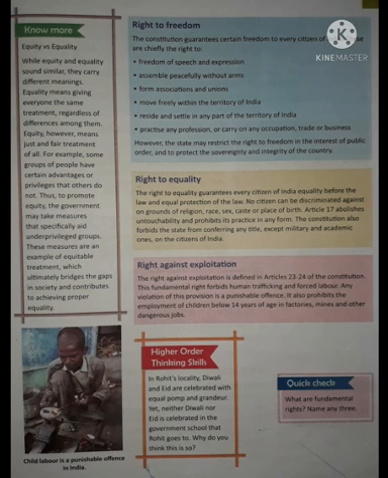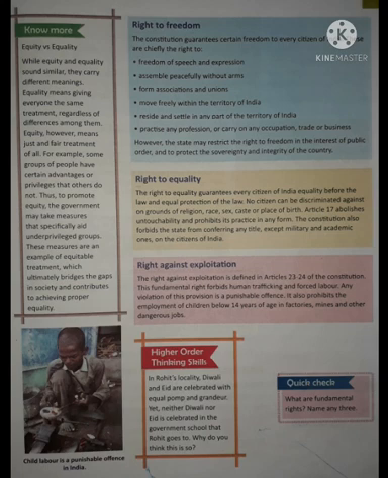Now let us move on to the right to equality. It guarantees every citizen of India equal treatment, equality before law and equal protection of the law. No citizen can be discriminated against on the basis of religion, race, gender, caste or place of birth. Article 17 abolishes untouchability and prohibits it in any form, and if someone is found to practice it, they would be punished.